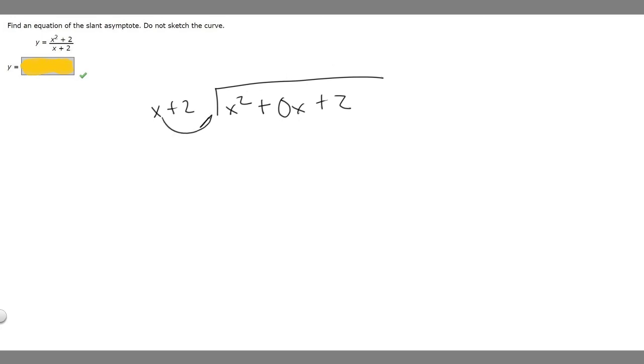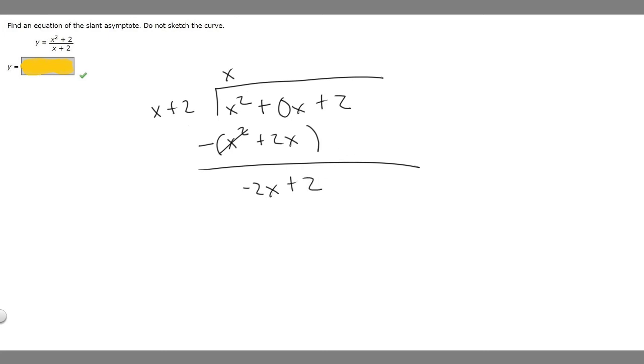So x goes into x squared x times, because x times x is x squared. Then we take our x, multiply it by x, and then multiply by 2, and we're going to subtract that from this right here on the inside. So x times x is x squared. We're minusing this whole thing. And then x times 2, which is 2x. Now x squared minus x squared is just going to cancel. We'll have 0, but I'm not going to write it. And then 0 minus 2x becomes minus 2x. And then we just bring down our 2, so plus 2.